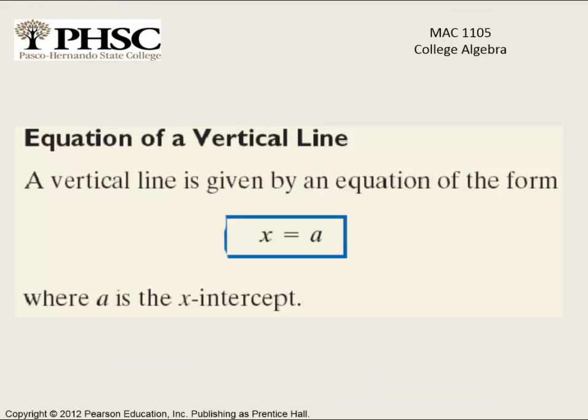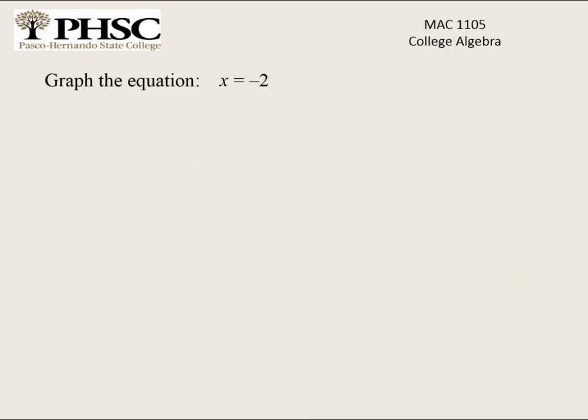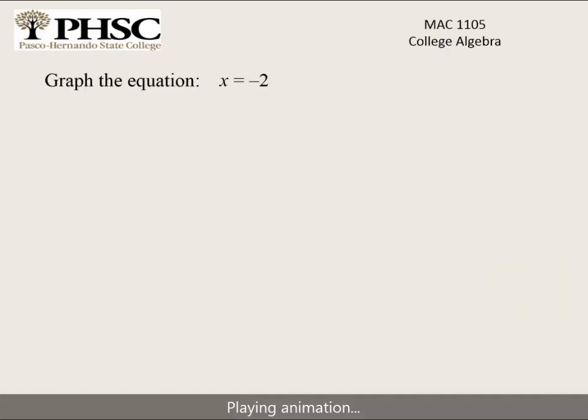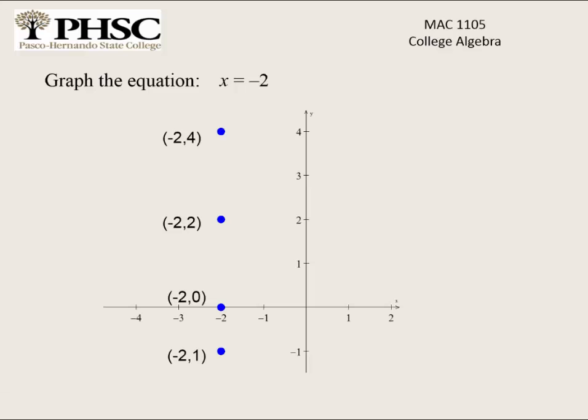So here we're going to talk about the equation of a vertical line. A vertical line is given by an equation of the form x equals a, where a is the x-intercept, and a is just a real number. So we're going to graph the equation x equals -2. When we graph this, no matter where we go, x is always going to be -2. So (-2, 4), (-2, 2), (-2, 0), (-2, 1) are all points on the line. So we plot those points, and then we can just connect them and draw the graph of the equation x equals -2.